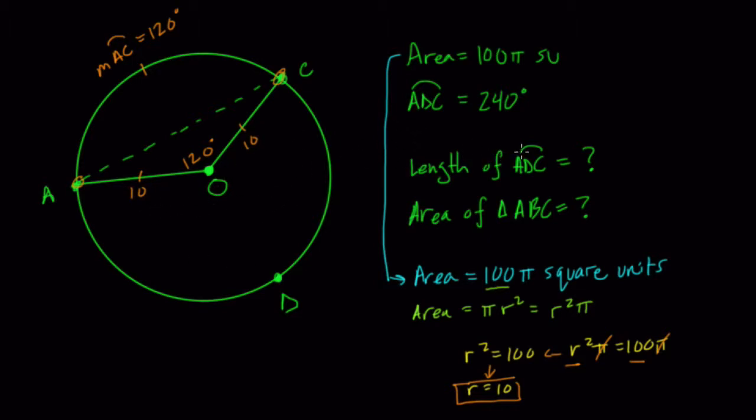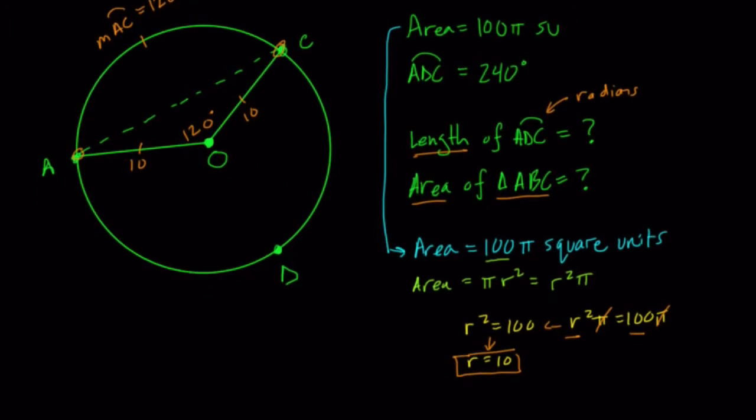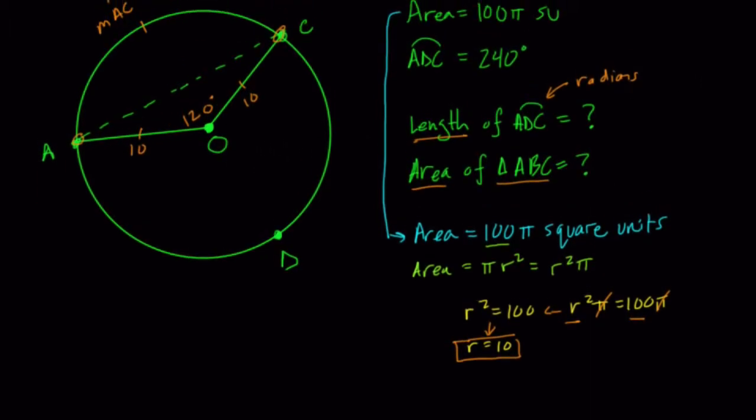They want to know, what is the length of ADC? So here they're asking you for a measurement in radians, and then they want the area of triangle ABC. So we're going to deal with this in radians. So how do we do that? Well, really quickly, we have information in degrees. We need to convert that into radians.